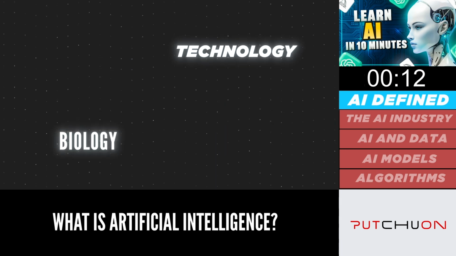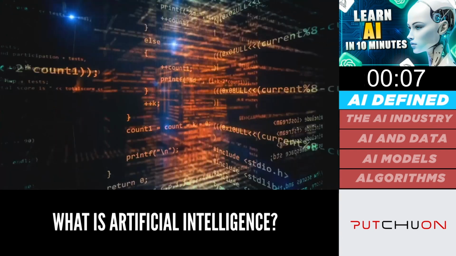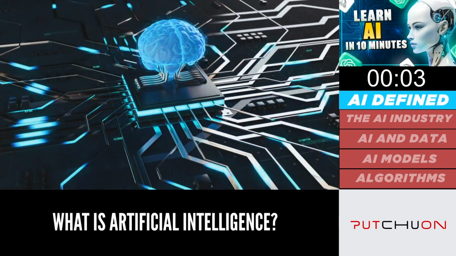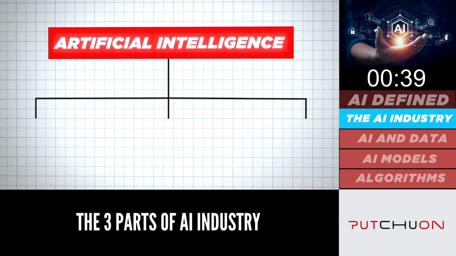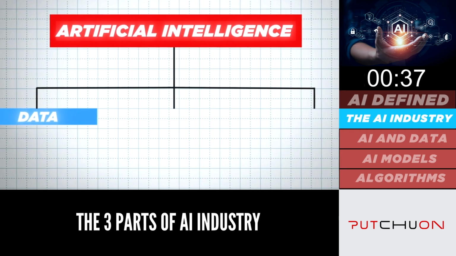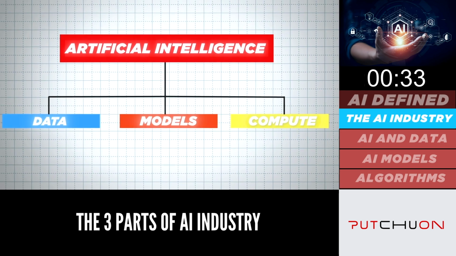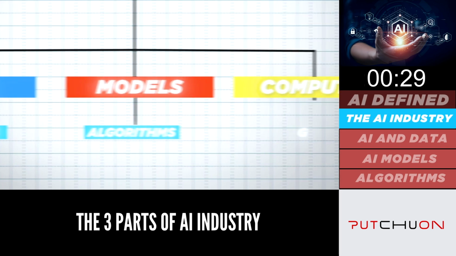So just like biology is to science, artificial intelligence is to technology. But what really makes AI tick? Like, what exactly is needed in order to bring AI to life? Well, the entire field of AI can be boiled down to three main parts: data, models, and compute. Now, included in each one of these parts are a bunch of different terms like analytics, algorithms, and GPUs.